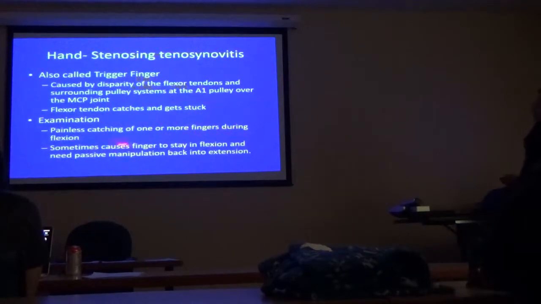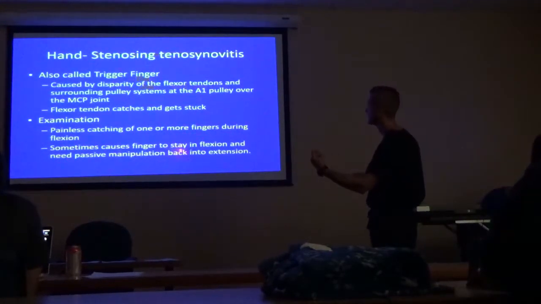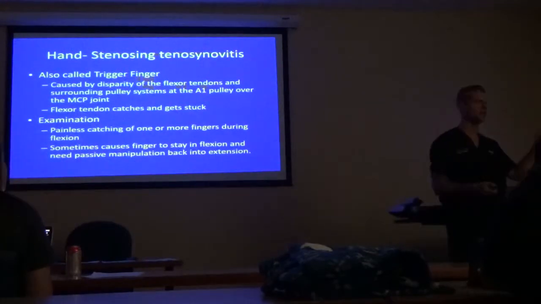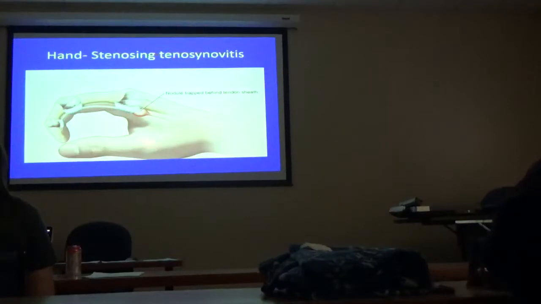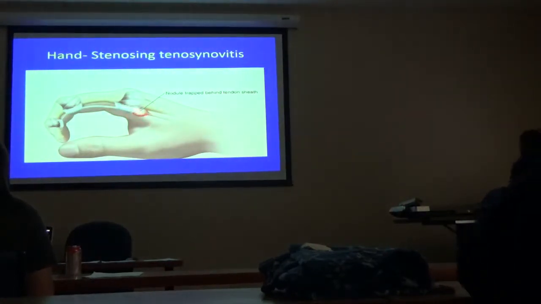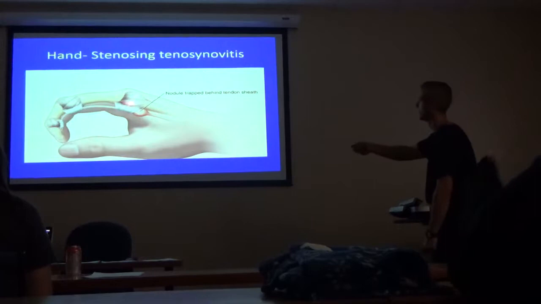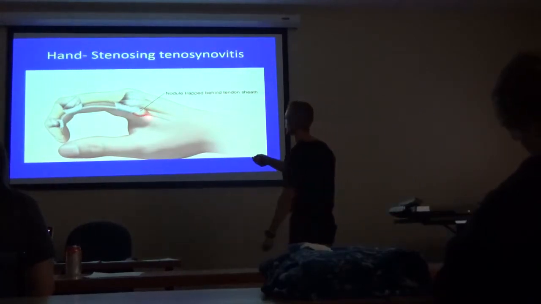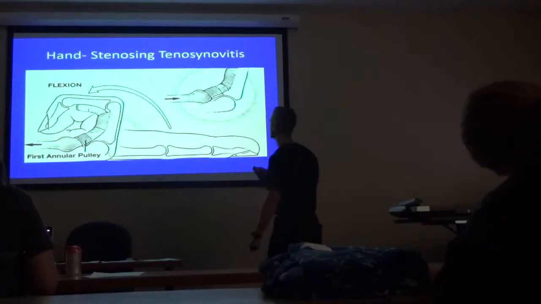There is painless catching of one or more of the fingers during flexion, sometimes causing the finger to stay in flexion, and you need passive manipulation to get it back. That's why it's called trigger finger, because it gets stuck in flexion. You can see this nodule getting trapped at the A1, A2, A3 pulleys. The A1 pulley gets stuck when trying to extend the finger out.